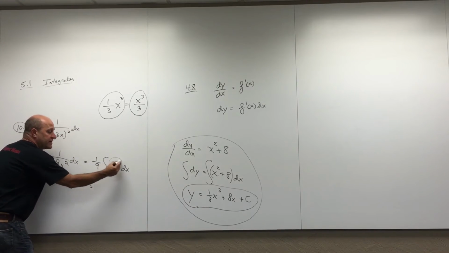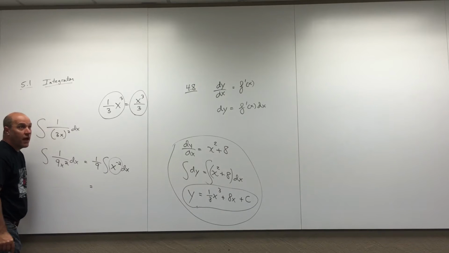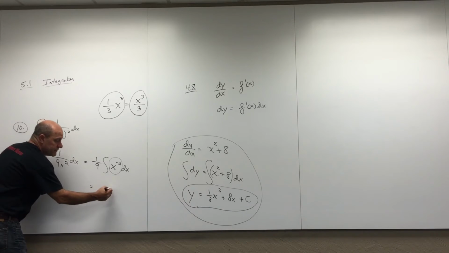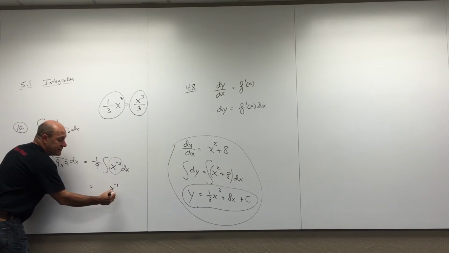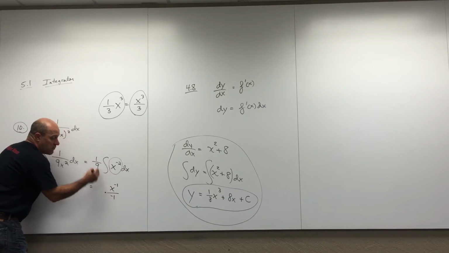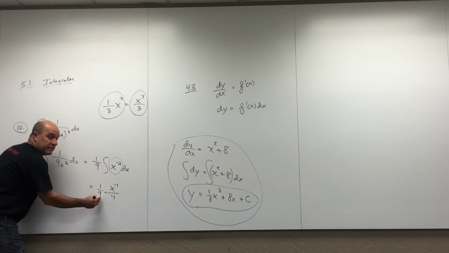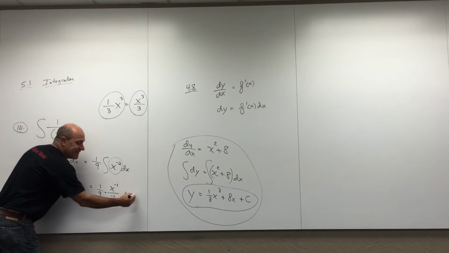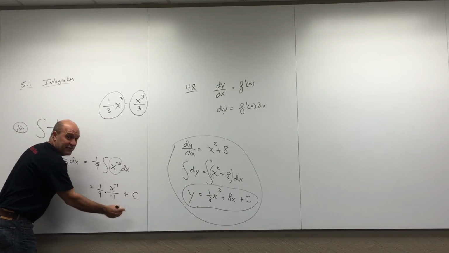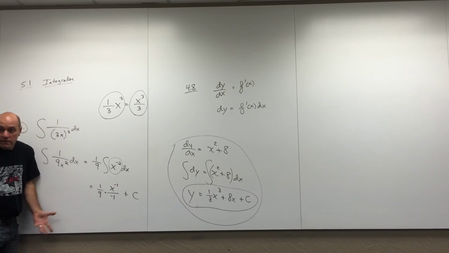How do you integrate an x to the negative 2? You add 1 to it: x to the negative 1. Divide by negative 1. There is a multiplied 1/9 out front. Anything else? Plus C. And you're done.